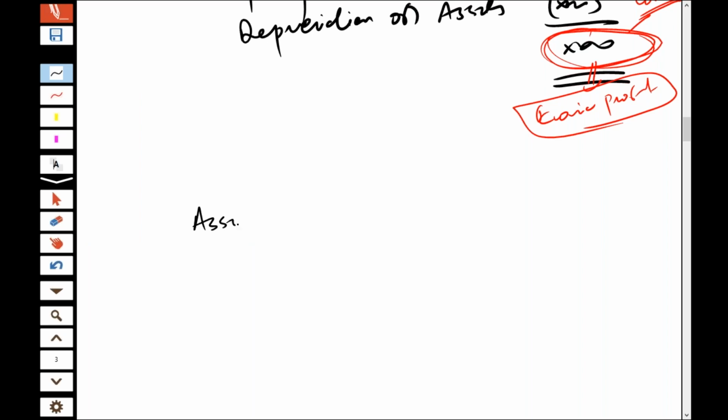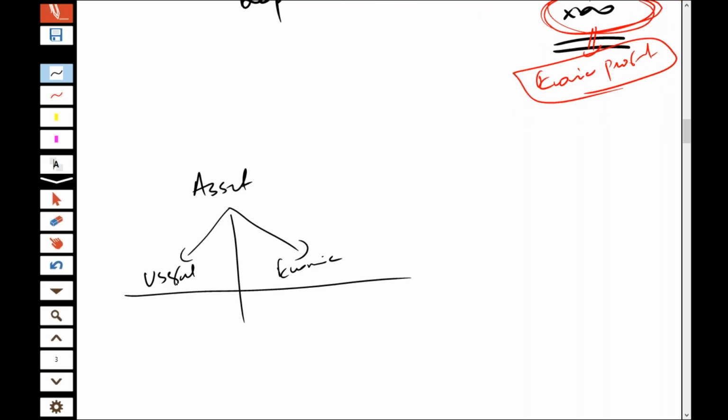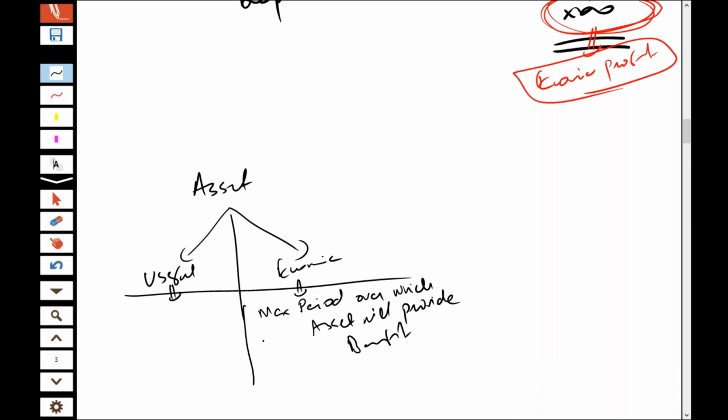When we talk about the asset, there are actually two types of life of an asset. One of them is a useful life, and the other is termed an economic life. The major difference is that the economic life is the maximum period over which an asset will provide benefit. And the useful life is the period over which an entity intends to take benefit.